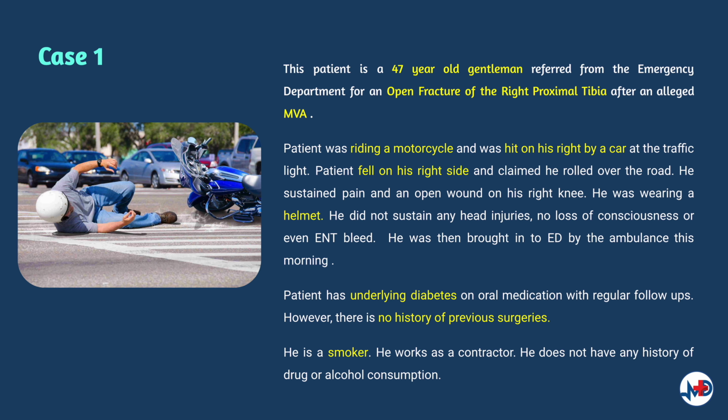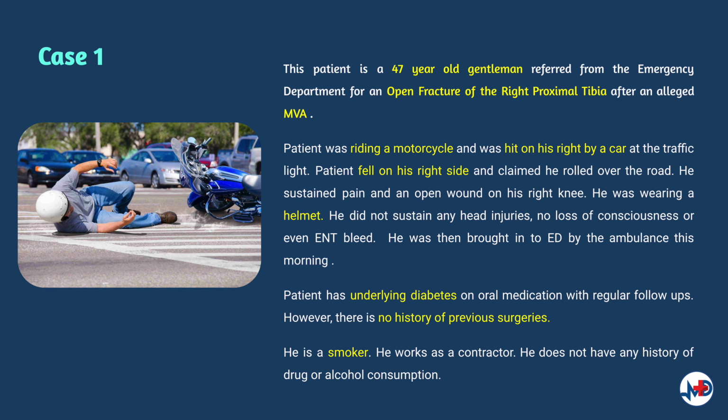The patient was riding a motorcycle and was hit on his right by a car at the traffic light. Patient fell on his right side and claimed he rolled over the road. He sustained pain and an open wound on his right knee. He was wearing a helmet and he did not sustain any head injuries. There was no loss of consciousness. There's no ENT bleed. He was then brought in to the ED by the ambulance this morning.